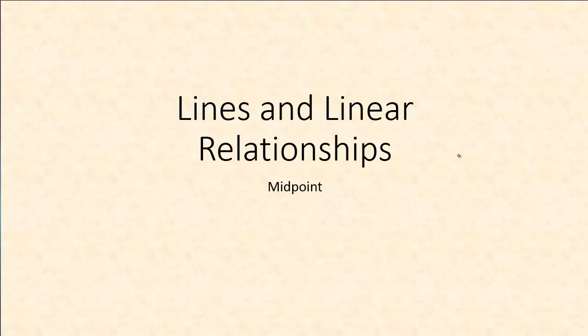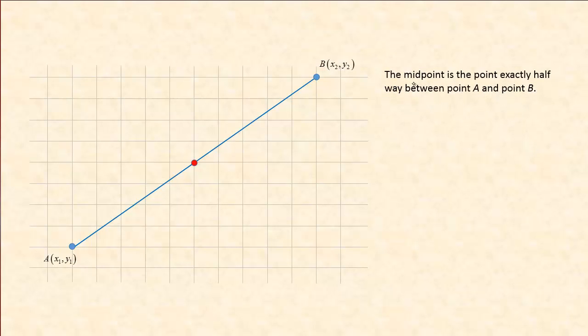The midpoint. What we're talking about here, suppose we have a grid and we have a point here A with coordinates x1, y1 and B with coordinates x2 and y2, and we have the line segment between those 2 points. We want the coordinates at this point here, at the midpoint. The midpoint is the point exactly halfway between point A and point B.